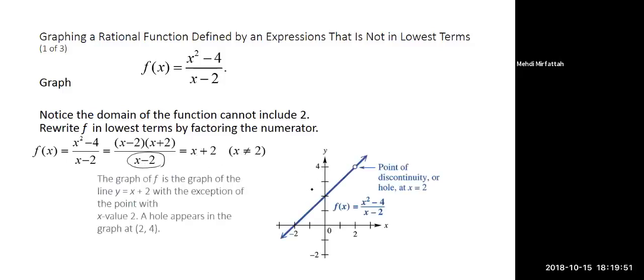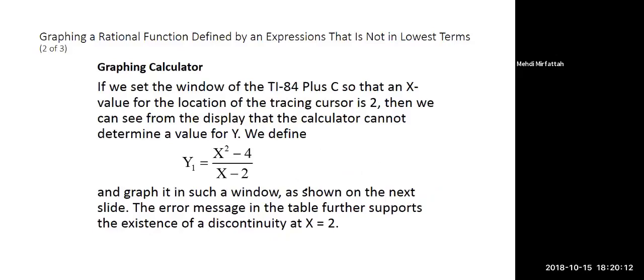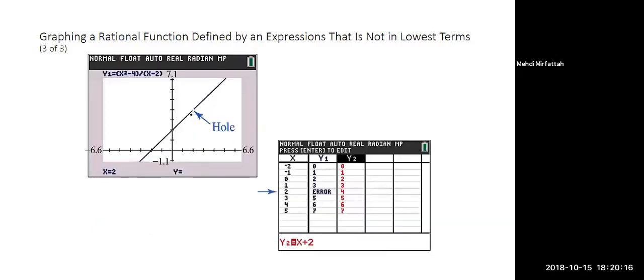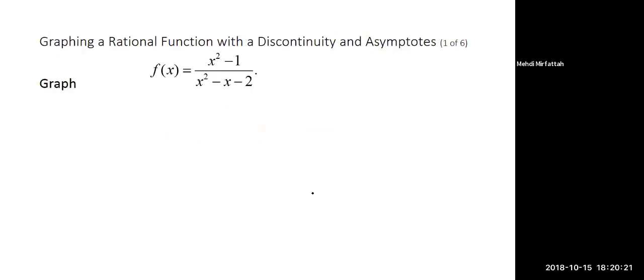So what that means is this is really a linear function, except there's a hole at x equals 2. When x is equal to 2, y is equal to 4, but your graph is not going to have any part right at this point. When you use your graphing calculator, it would show the hole there. And keep in mind, the graphing calculator is not going to show the asymptotes. So take a look at this example.